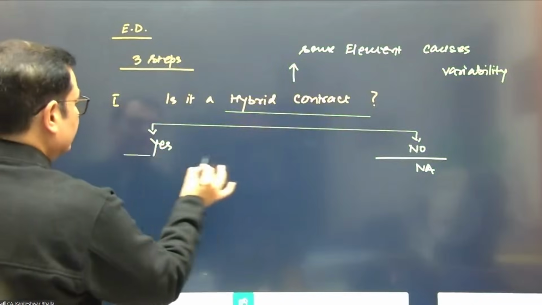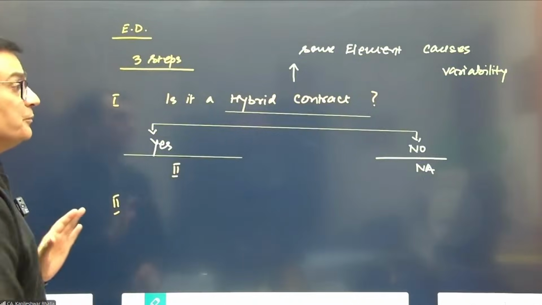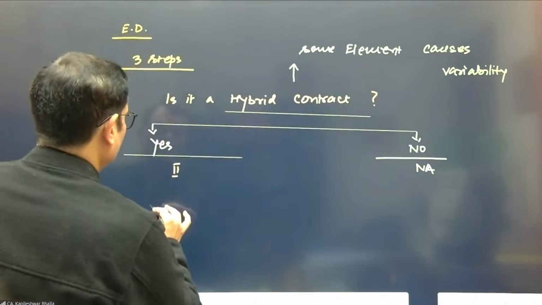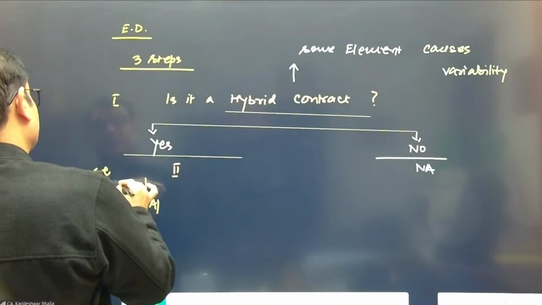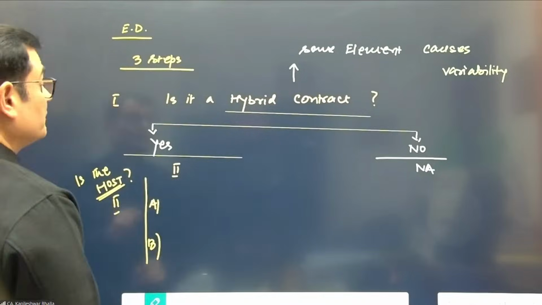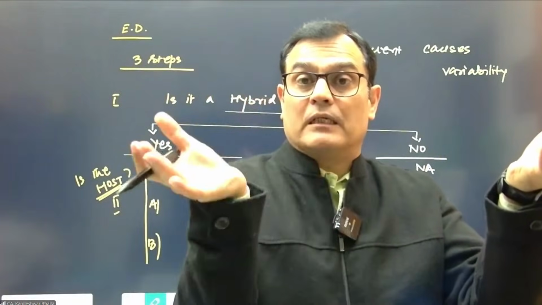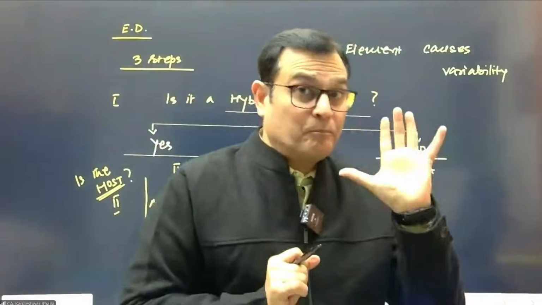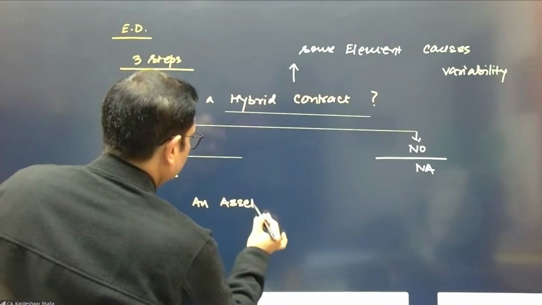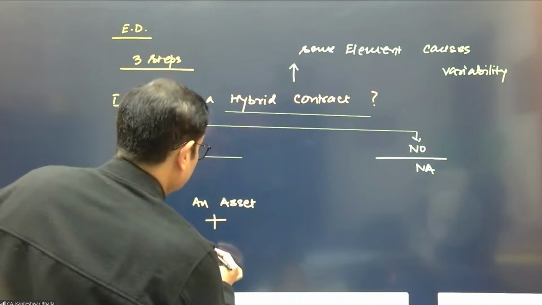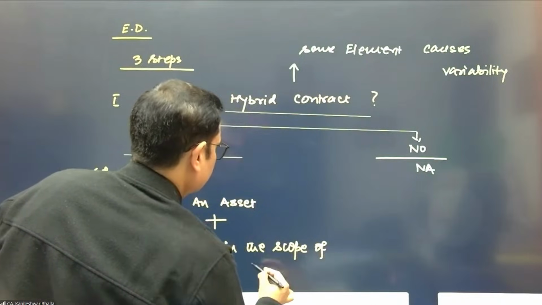Now if you say yes, then I am going to go to step number 2. In step number 2, you need to put across two questions. We are looking at the host, which is without the ED. Purchase of a machine is the host, and the foreign currency is the ED. So the host is buying a machine. Number 1: is the host an asset, and is it within the scope of financial instruments, that is Ind AS 109?